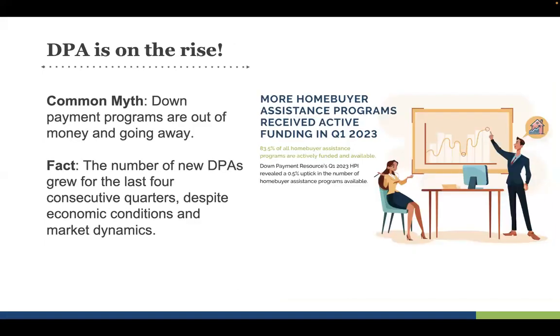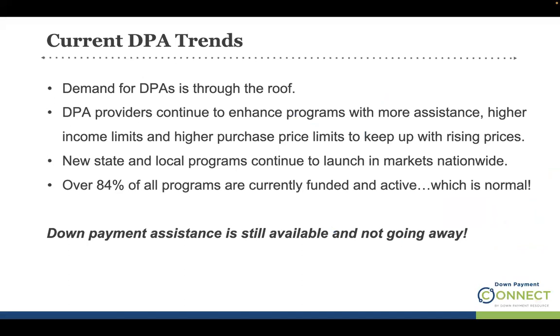And still more news in terms of down payment assistance trends. We have seen an increase in the total number of homebuyer programs available for many quarters in a row now, going back to, I believe, even back to 2021. Every quarter, we take a snapshot of what's out there and we publish our homeownership program index. For several quarters in a row now, we have seen an increase in the number of programs available. So all of that is to say, down payment assistance programs are still available and they are not going away.